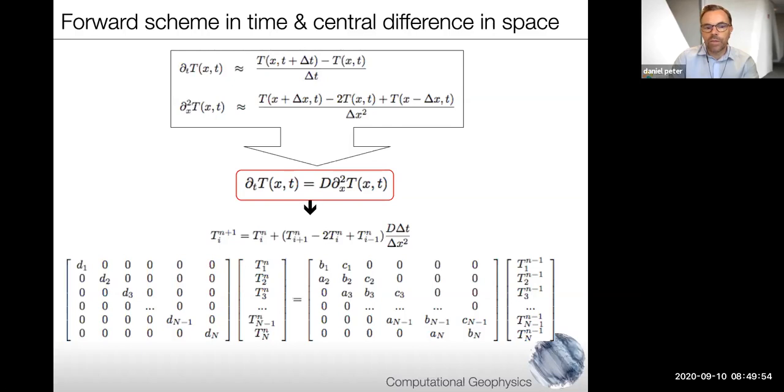For this explicit scheme, it's very simple to compute the next time step, because it only depends on the previous times. And this is what you implement, this scheme. So that's something you can implement and then solve the temperature field in space and time.